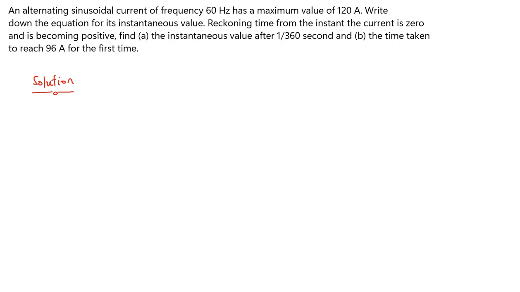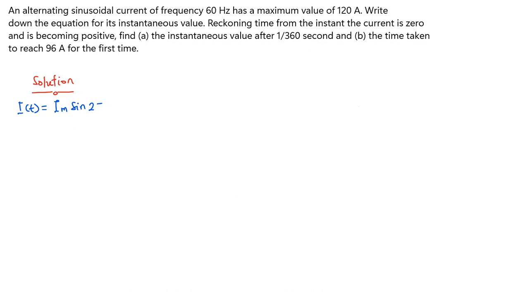So the first thing you have to do is write down the equation for the instantaneous value. The general expression for the instantaneous current of a sinusoidal AC quantity is given as I of t, which will be equal to the maximum value multiplying sine of 2 pi ft. This is the general formula.